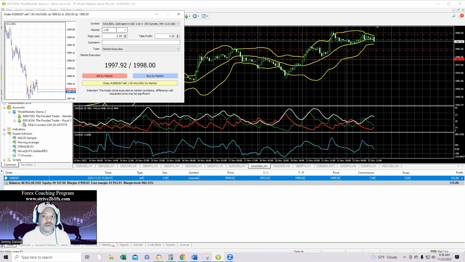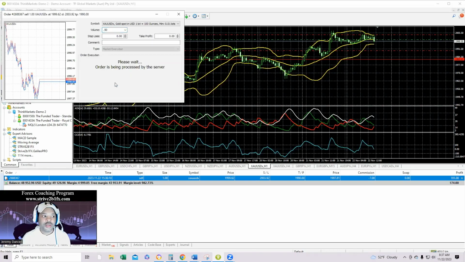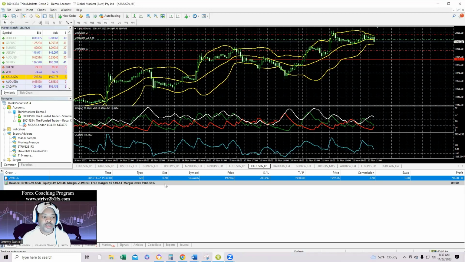Okay, so we're getting close. Let's just watch this a little bit. All right, so I'm at the halfway point. So I want to start securing profit at this point. What I'm going to do here is close 50% of the trade so that I can reduce my risk. So now you can see here, my lot size changed to 0.50.